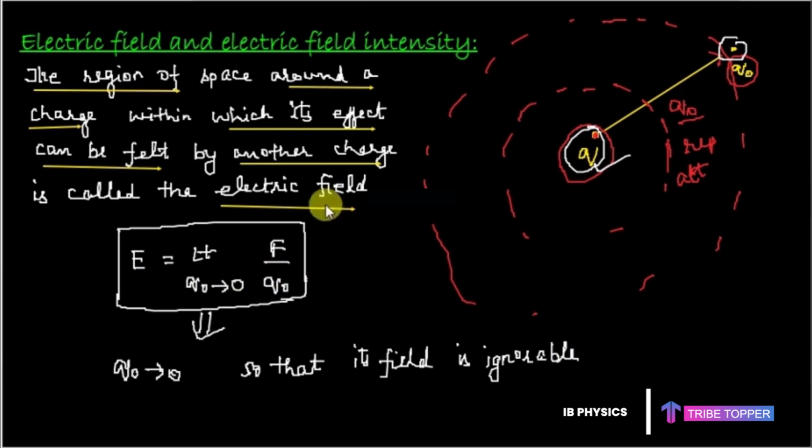So this straight away gives me the unit for electric field intensity as Newton per Coulomb. If you have Newton alone, that means force. If you have Coulomb alone, that means charge. But if you have Newton per Coulomb, that means the electric field strength at that point. I hope you understood the concept of electric field and electric field intensity.